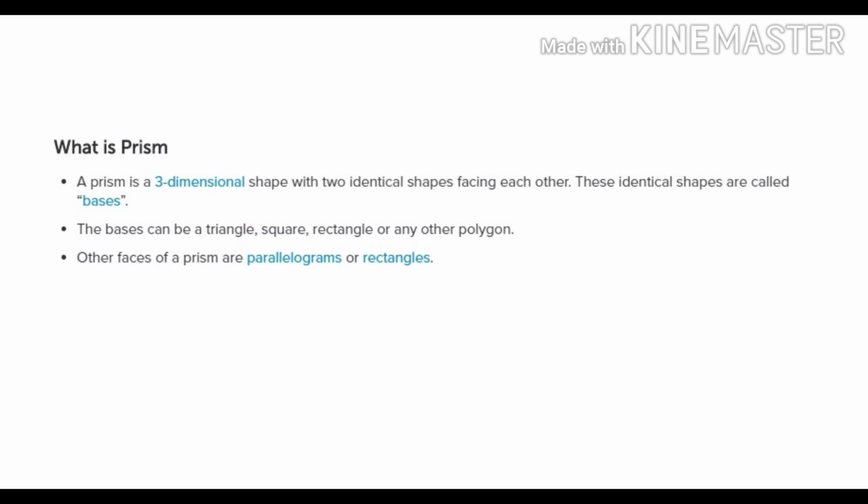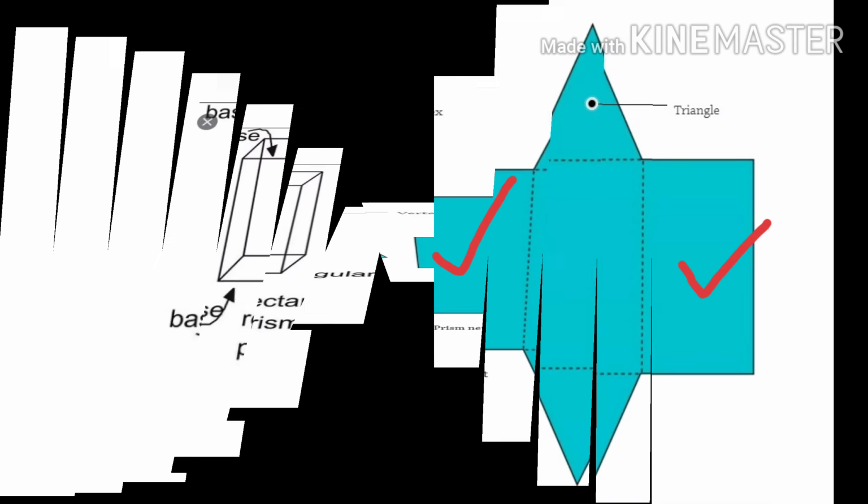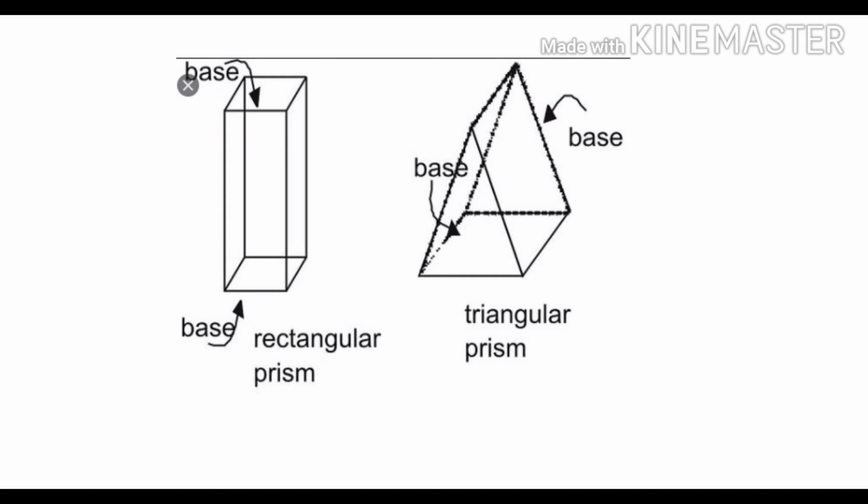A prism is a 3D shape with 2 identical shapes facing each other. These identical shapes are called the bases, and the bases can be triangular, square, rectangular or polygon, and the other faces will always be rectangular. In this example, as you can see in this prism, the 2 bases which are facing each other are triangles and the rest are rectangles. As I told, the base can be triangular or rectangular.